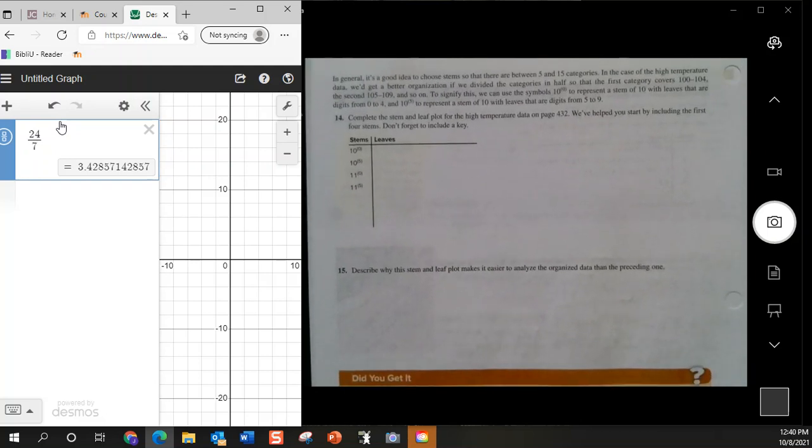Now we come here. It says, in general, it's a good idea to choose stems so that there are between 5 and 15 categories. In the case of the high temperature data, we get a better organization if we divide the categories in half so that the first category covers 100 to 104, the second 105 to 109, and so on. To signify this, we can use the symbol 10 0 to represent a stem of 10 with leaves that are digits from 0 to 4, and 10 5 to represent a stem of 10 with leaves that are digits from 5 to 9. Complete the stem and leaf plot for the high temperature data on page 432. We've helped you start by including the first 4 stems. Don't forget to include a key.